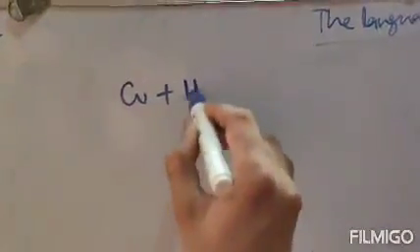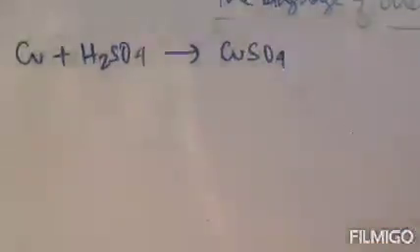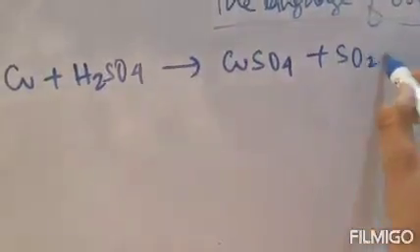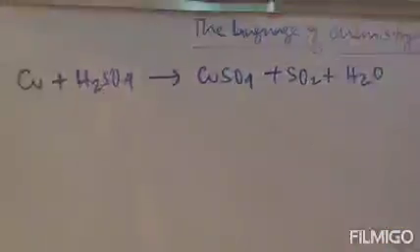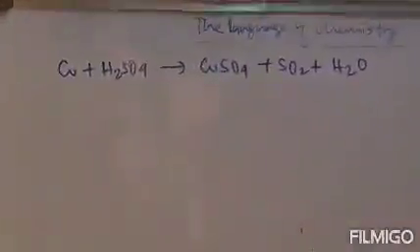Clear? So I'll write a skeleton equation and show you how a skeleton equation is balanced. Suppose a skeleton equation is given as copper plus H2SO4 gives copper sulfate CuSO4 plus SO2 plus H2. This is a skeleton equation. You have to balance the skeleton equation to give a balanced chemical equation. Clear? This type of question will be asked in your exam. This type of question is compulsory.